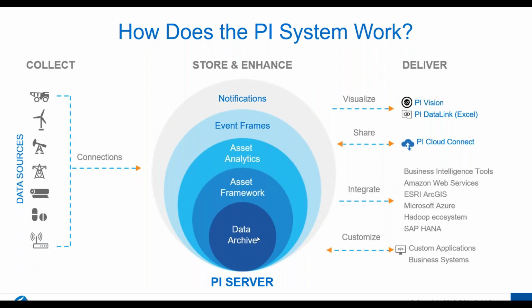So we get the data in the data archive. We have a relational layer called the Asset Framework, where all that metadata is stored, that allows us to intuitively search and browse the PI system. The Asset Framework has analytic capabilities that you can build in and automatically perform analysis in real time.